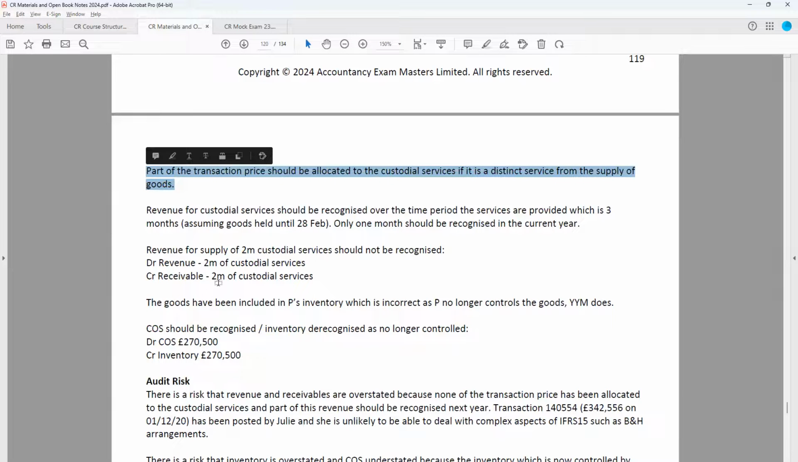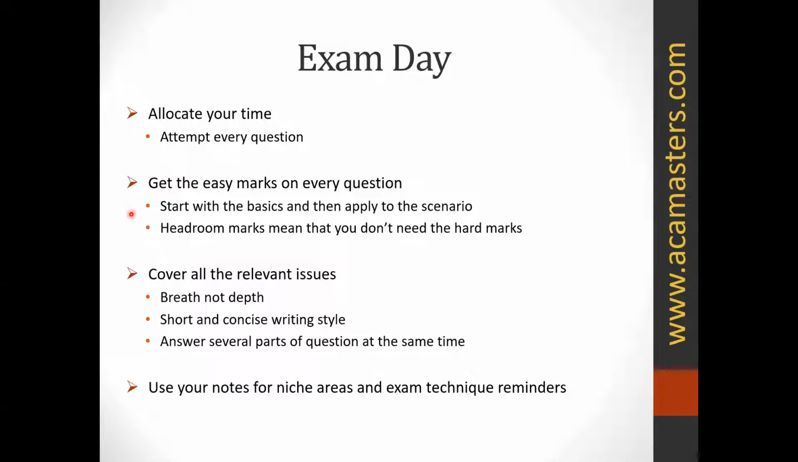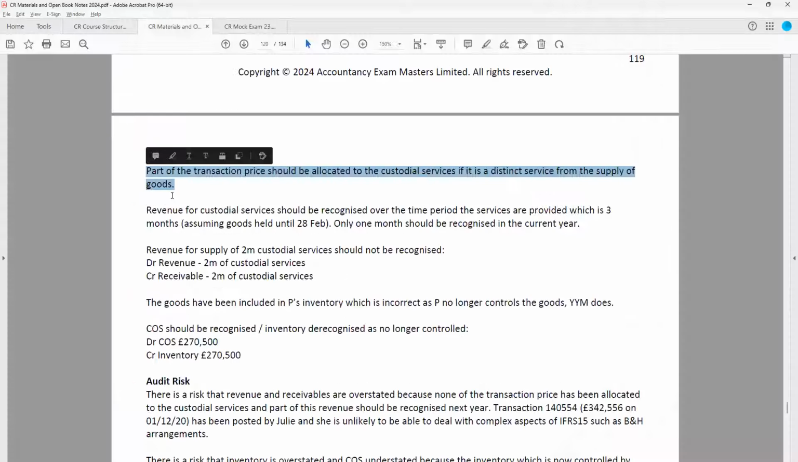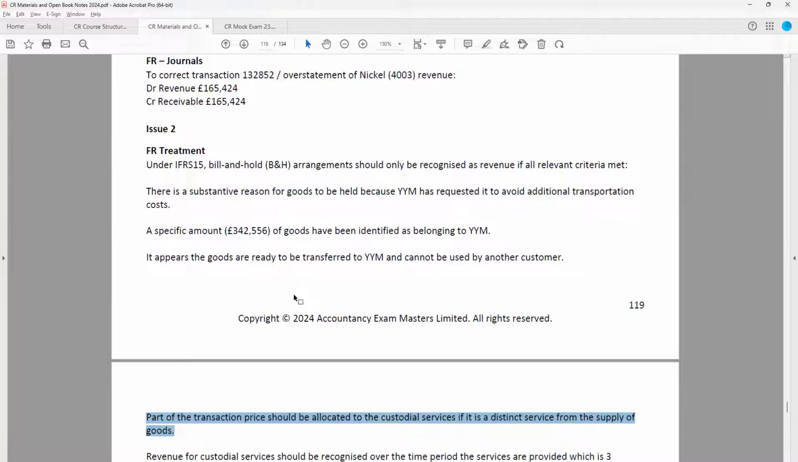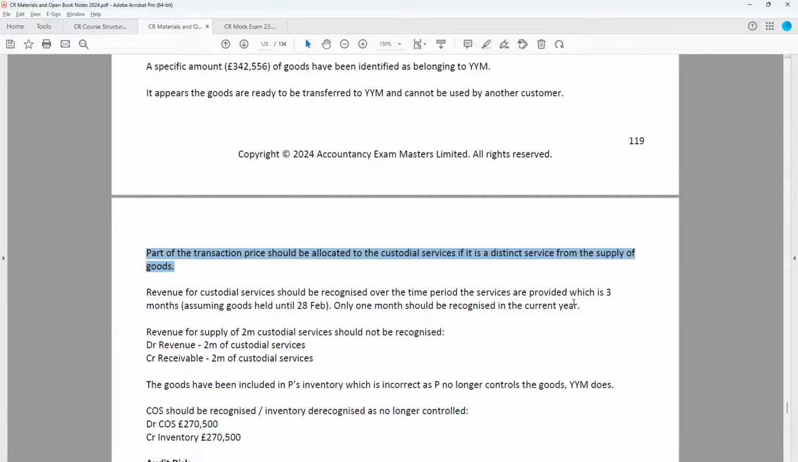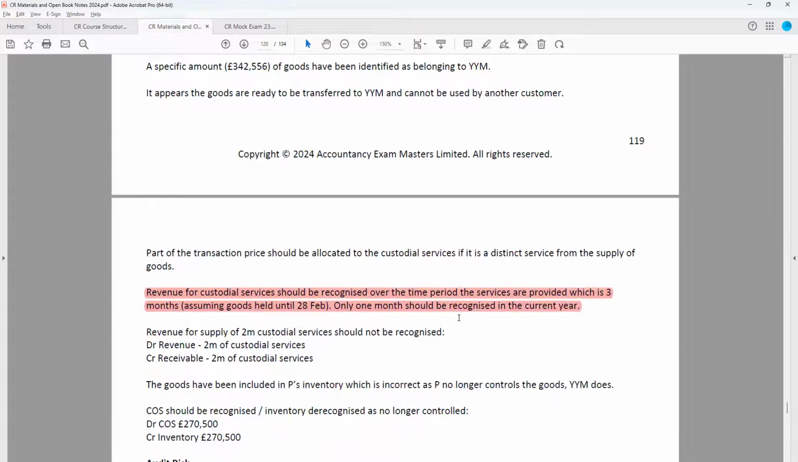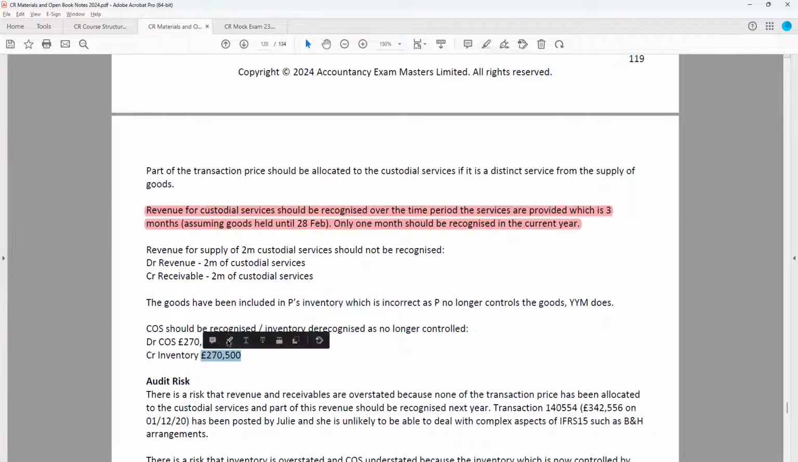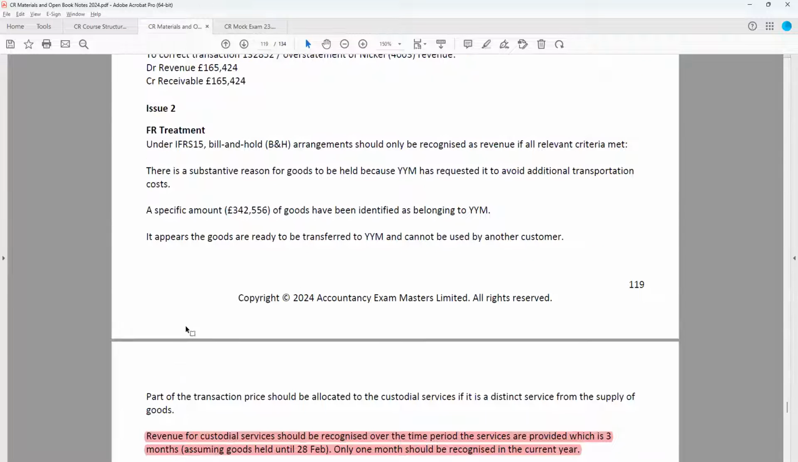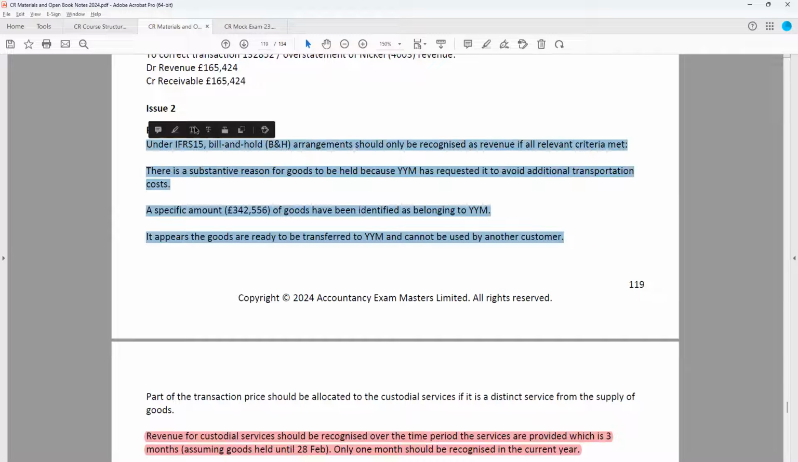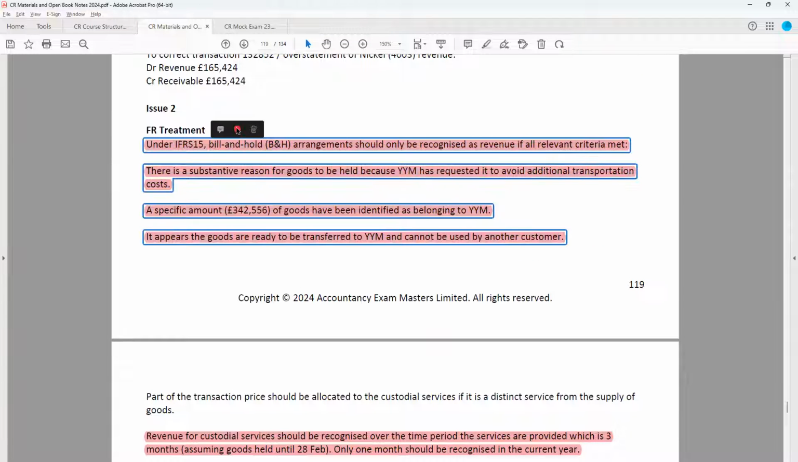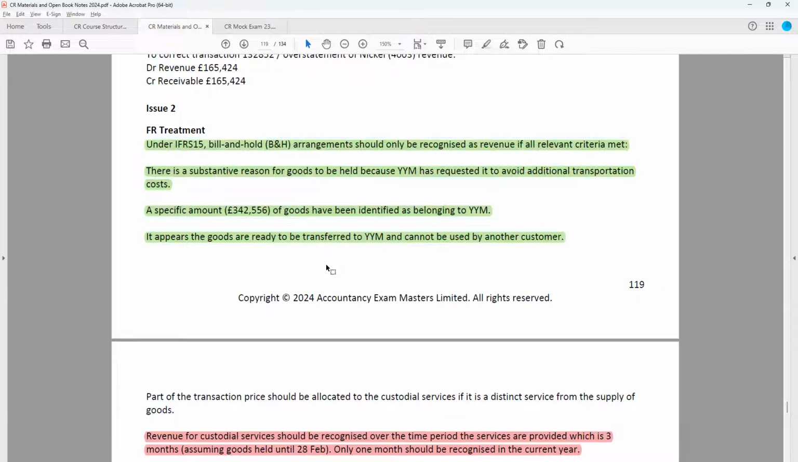If you do it like that, then you'll be able to pick up the easy marks for getting some of the basics right, identifying the relevant part of the standard and applying it to the scenario. Whereas there might be some really difficult marks in there. It might have been really difficult to identify that some of the revenue should be deferred, or perhaps some of the numbers were really difficult. But if you've got these easy bits here, you've racked up quite a good few marks on this part of the question.